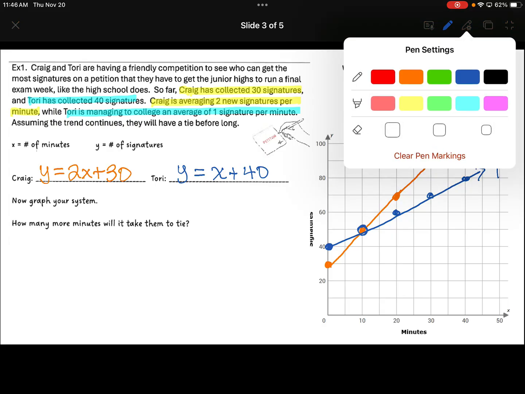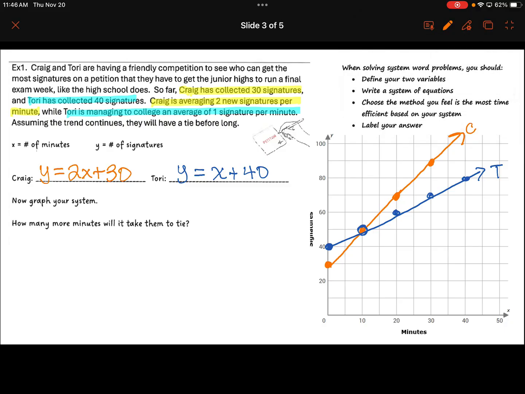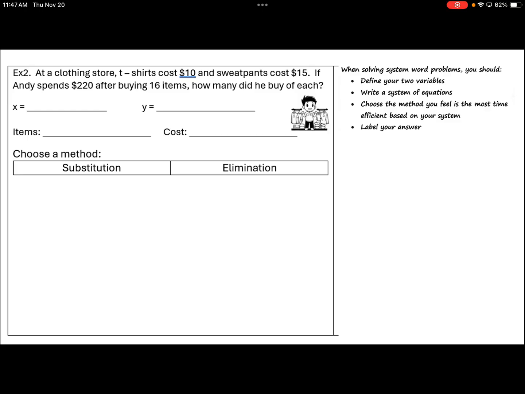So then the final question, how many more minutes will it take for them to break the tie? It's going to take 10 minutes because it just wanted to know the time. So I look at that, and then I just come down here and see that it's going to take 10 minutes. Okay, so there's an example of how I can solve using the graphing method. All right, for the next 2, instead of the graphing method, we're going to choose between the substitution and the elimination, whichever one seems like the best option once we get our system written.